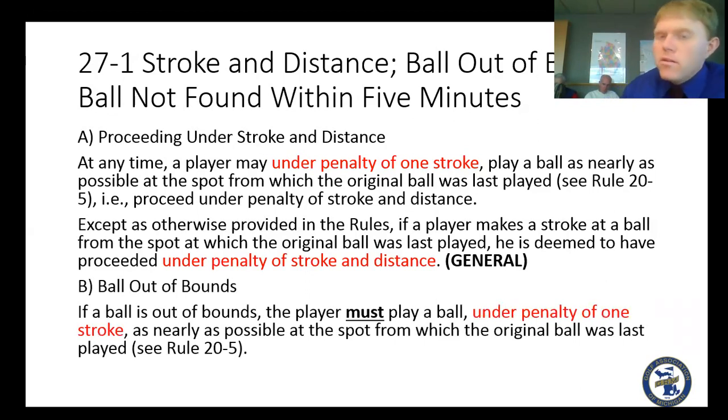All right, so out of bounds. This is a little bit different than it being lost, but a ball that's out of bounds, you have to go back from where you last played from. Simple. We all know that one. Okay.